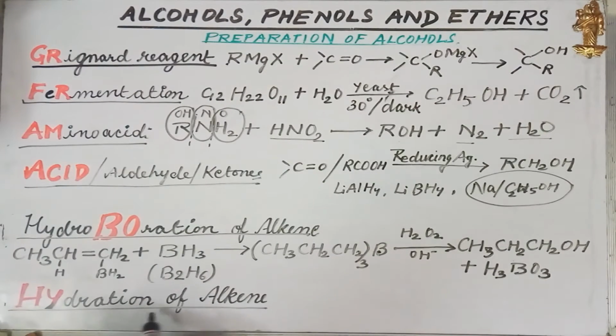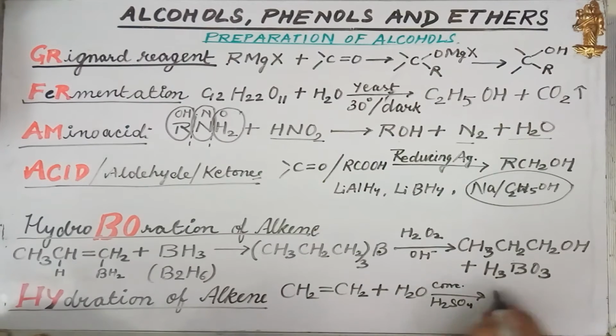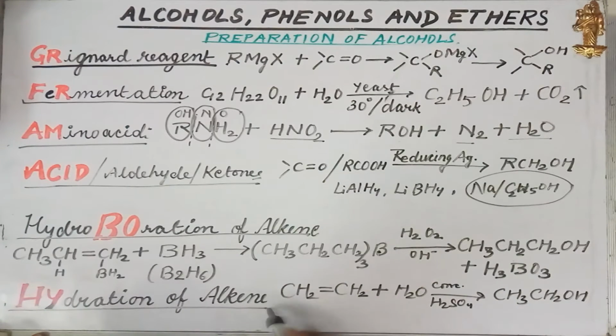The next reaction is hydration of alkene, and this is a very simple reaction. This is CH2=CH2. In this particular reaction, water is added to the alkene in the presence of concentrated H2SO4. Here the concentrated H2SO4 is working as a catalyst for the reaction, and it gives alcohol.